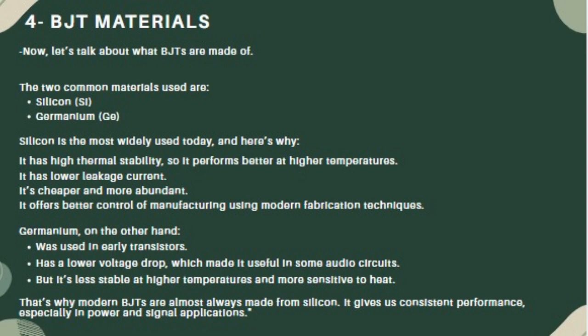Germanium, on the other hand, was used in early transistors. It has a lower voltage drop, which made it useful in some audio circuits, but it is less stable at higher temperatures and more sensitive to heat. That's why modern BJTs are almost always made from silicon. It gives us consistent performance, especially in power and signal applications.